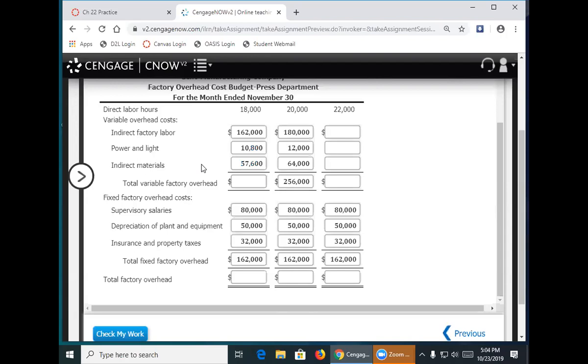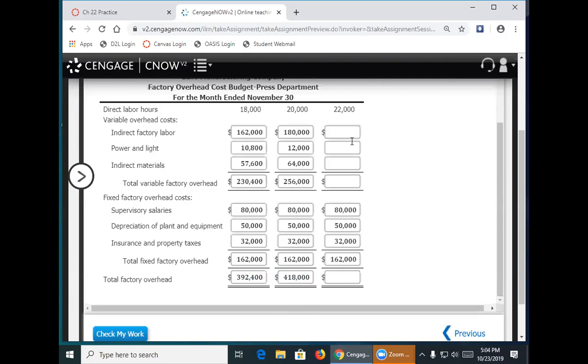So at 18,000, our total variable overhead would be what, 230,400. And then to get our total factory overhead, variable plus fixed, 392,400. Now I never put in my total factory overhead under 20,000. It was 418,000. Missed that one.